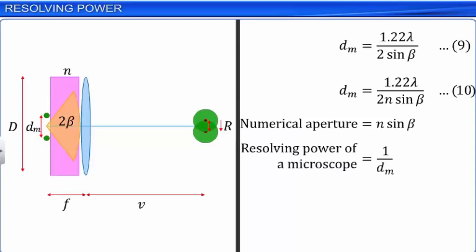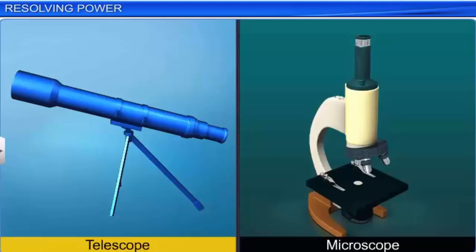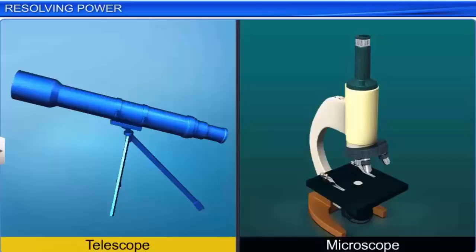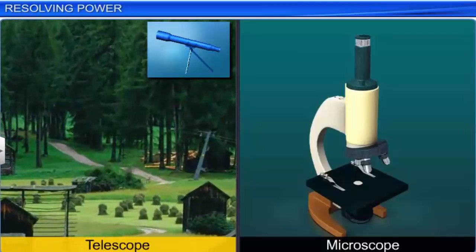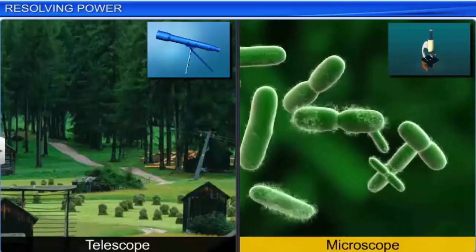Let us now compare the functioning of the two optical instruments, the telescope and the microscope. A telescope produces images of distant objects nearer to our eye. Therefore, the objects which are not resolved at a faraway distance can be resolved by looking at them through a telescope. On the other hand, a microscope magnifies objects and produces their larger images. Hence, we can say that the telescope resolves, whereas the microscope magnifies.